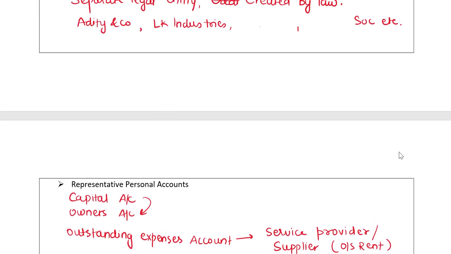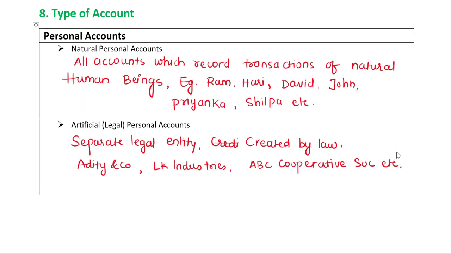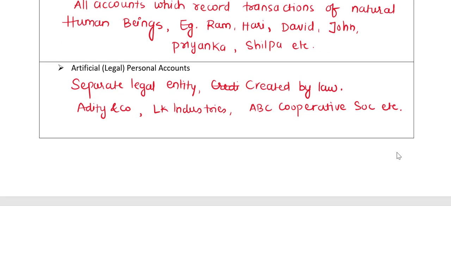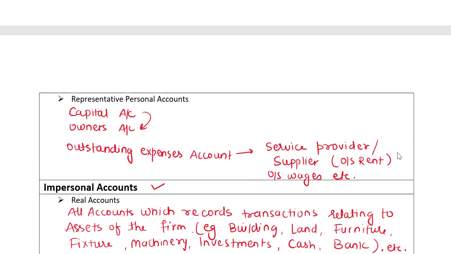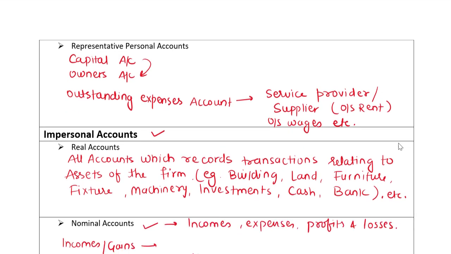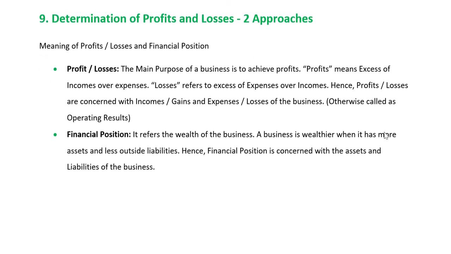So this was about types of accounts. We had discussed personal account. In personal accounts, there are three types: natural personal account, which is created by God; artificial personal account, which is created by law; and representative personal account, which is representing a person. Then we shifted to impersonal accounts. The first is real accounts, and another is nominal accounts, that is expenses and losses, incomes and gains.